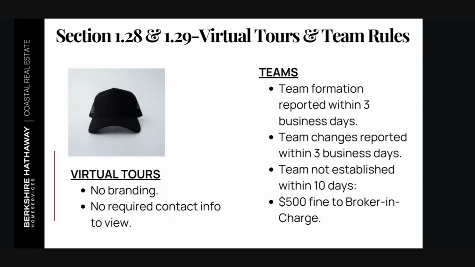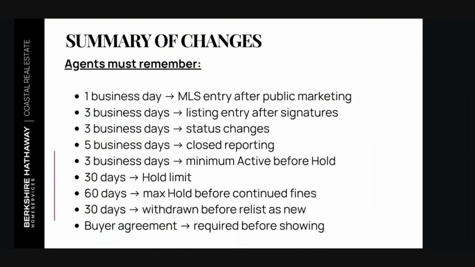The purpose of this section is accurate reporting and accountability, ensuring that production listings and team structure are properly reflected within the MLS. Okay, so this is just a summary of the changes. I just want to kind of discuss the key numbers everyone needs to remember. If you remember nothing else from today, remember the timelines, okay?